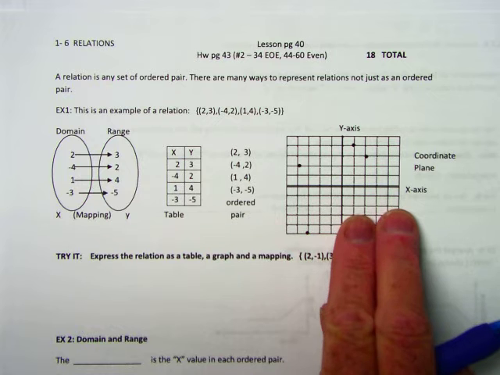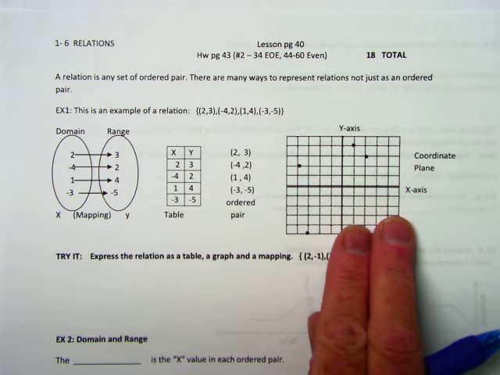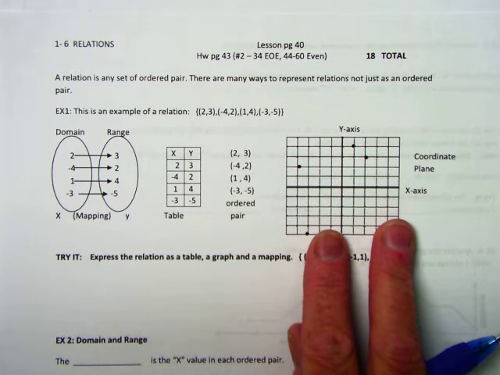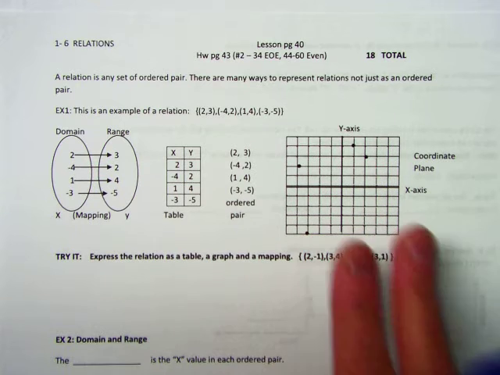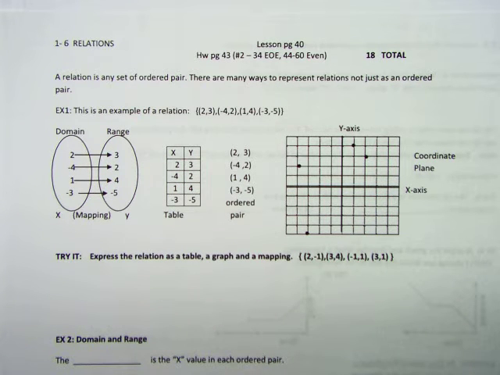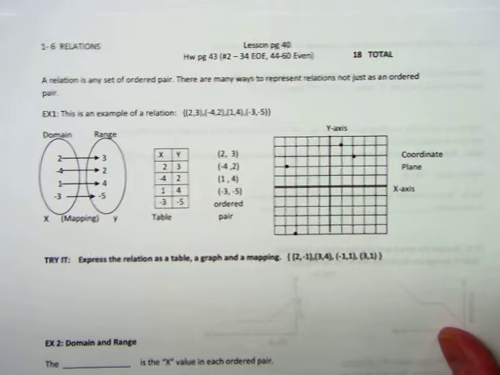Now, the other way to represent a relation is you would take the values that were in the ordered pair and you could put them on a graph. How many of you are comfortable graphing? How many of you still kind of struggle? Which direction's X, which direction's Y? No? Yeah, y'all are not telling me the truth, but okay.